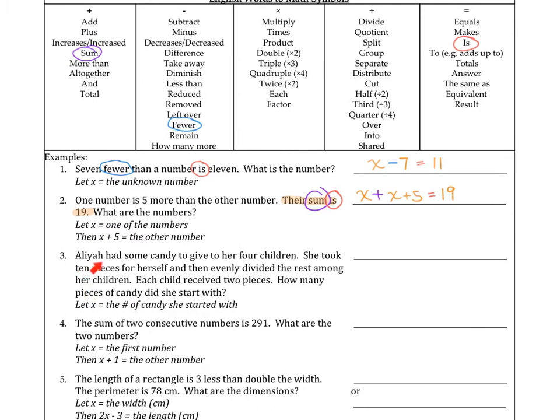Next one is Aaliyah had some candy to give to her 4 children. She took 10 pieces for herself and then evenly divided the rest among her children. Each child receives 2 pieces. How many pieces of candy did she start with? Now, whatever the question is, how many pieces of candy did she start with, that's what you should let the x be, because that's what we're solving for. That's what we don't know. So x is the number of candy she started with.